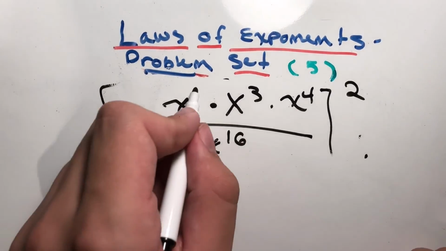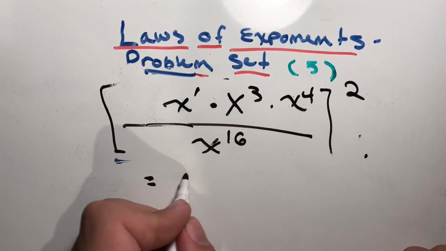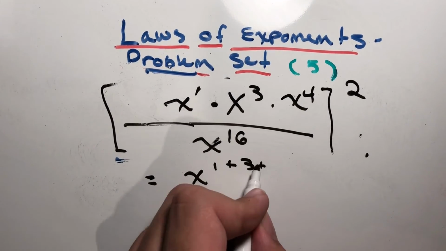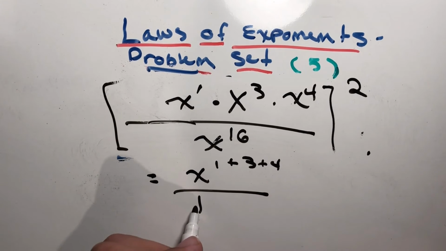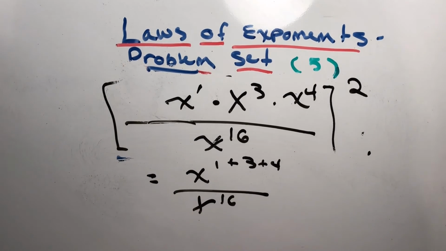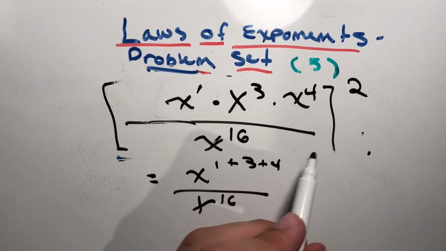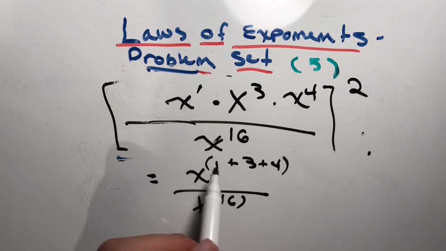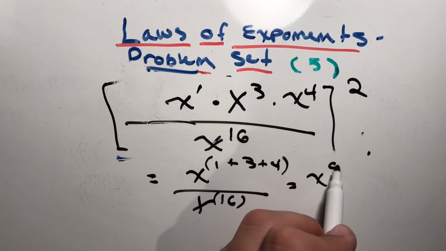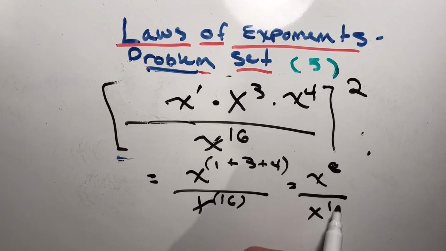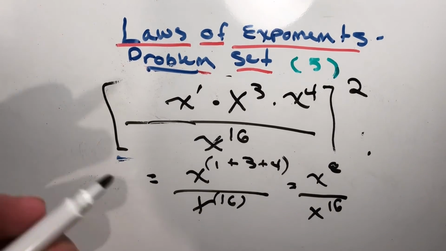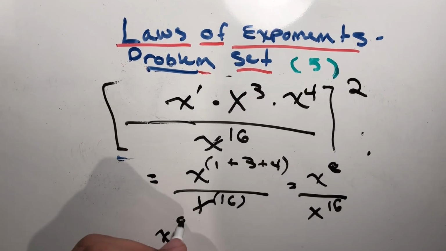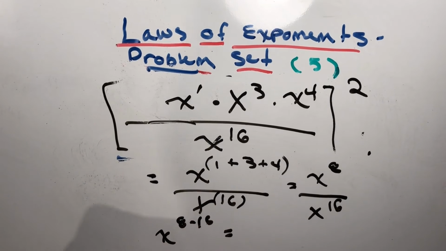Okay, so let's consolidate this. That's just going to give us x to the 1 plus 3 plus 4 by law 1, divided by x to the 16th. We're going to get a negative exponent in this operation, and that's fine. So what is this? This is 4, this is 8. This is x to the 8th divided by x to the 16th. Perfect. Now let's use that third law again: x to the 8 minus 16, which gives us x to the negative 8. Perfect.